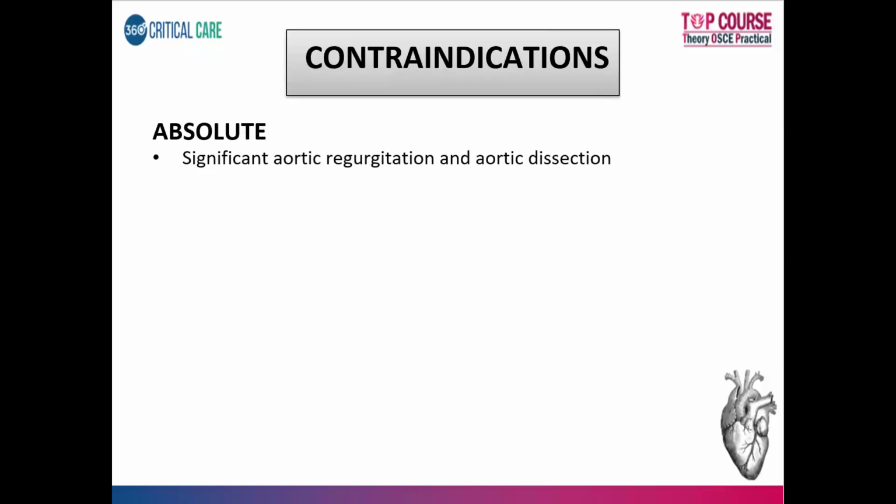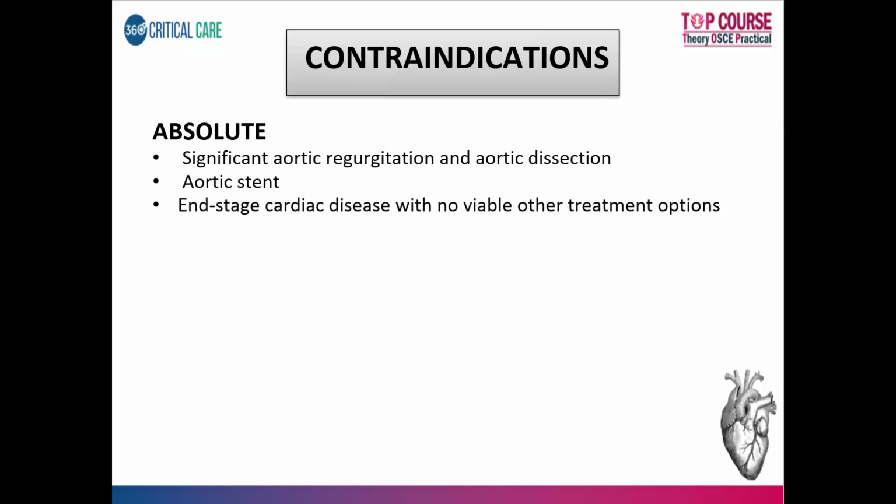Absolute and relative contraindications are there. Absolute are significant aortic regurgitation, aortic dissection, presence of aortic stent, end-stage cardiac disease with no other viable treatment option. Usually what we mean by end-stage cardiac disease is that they would have some viability scan based on a cardiac MRI or a thallium scan, where we know that there is no viable myocardium left. So in these cases, to put the patient on an IABP would be detrimental. In fact, they might lead to some amount of mechanical complications like a free wall rupture, etc.